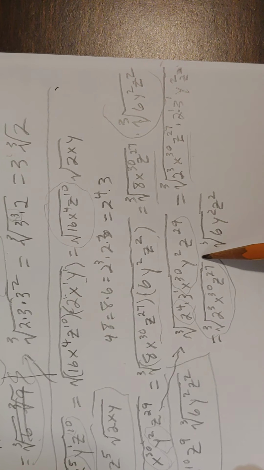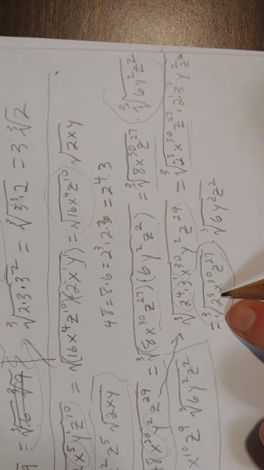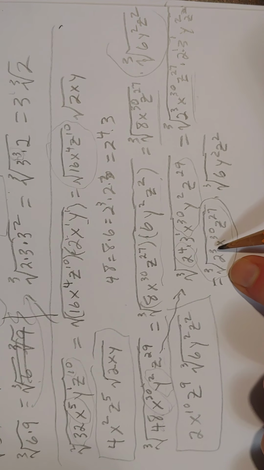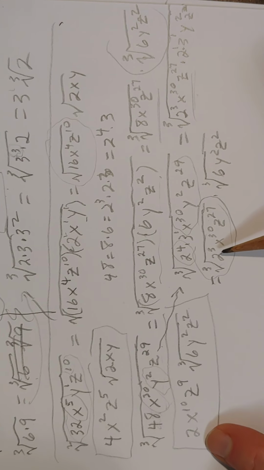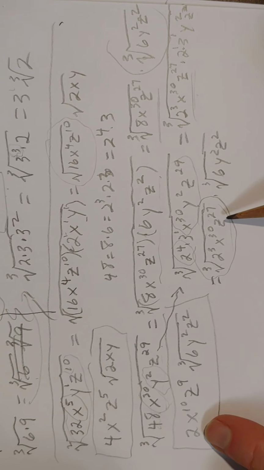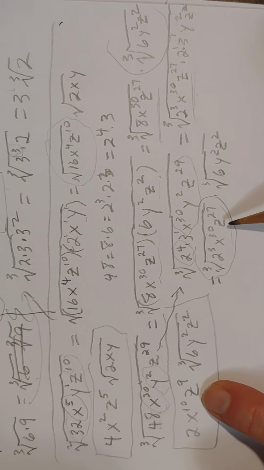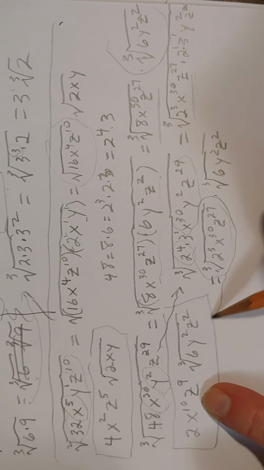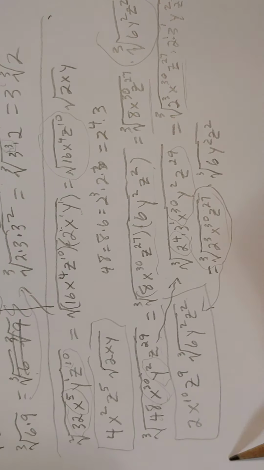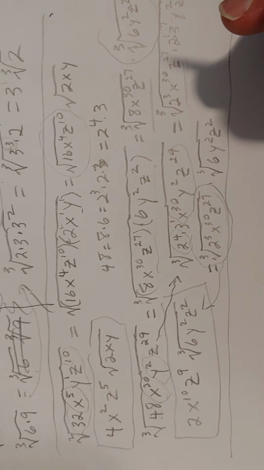Then this part, the cube root of 2 cubed, 3 goes into the exponent 3 one time, so that's 2 to the first power when you take the cube root, just like we got before. And then you take the cube root of x to the 30th and z to the 27th, and you get x to the 10th, z to the 9th, just like before, and you get the same answer. Okay? But anyway, that's a review of some of the kind of problems we've done.